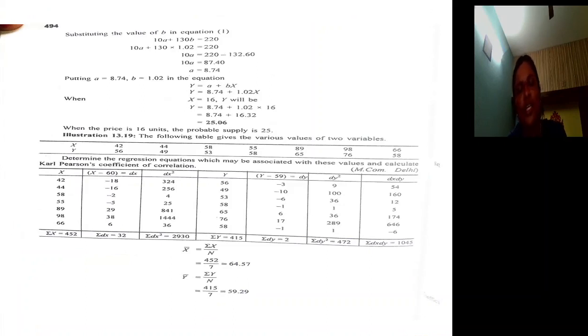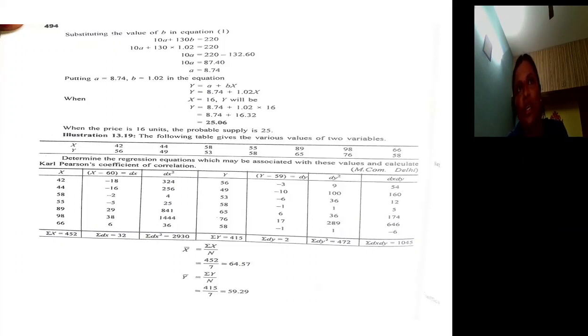So what is the original equation? 10a plus 130b is equal to 220. Substituting b as 1.02 in 10a plus 130b is equal to 220, we will arrive at a is equal to 8.74. Having known a and b, we can easily arrive at the value of y.